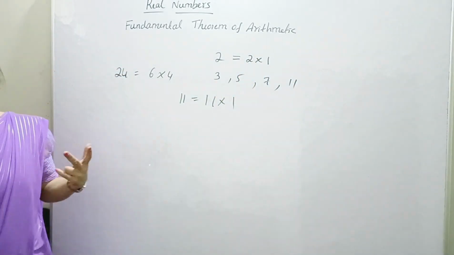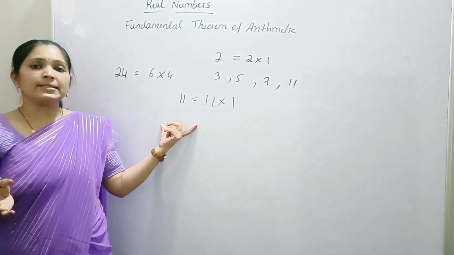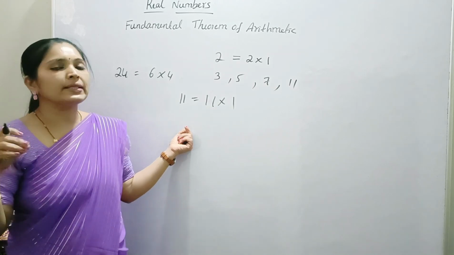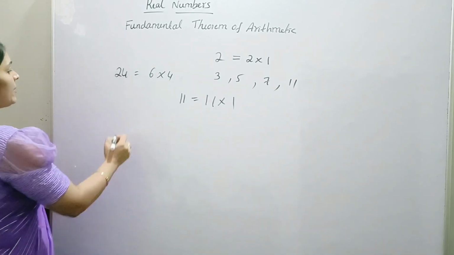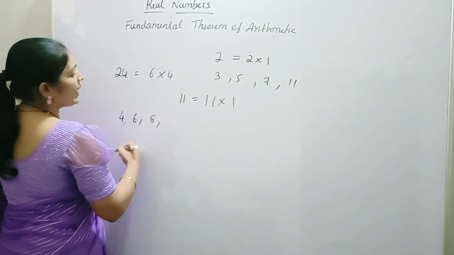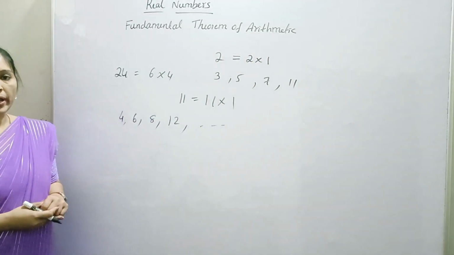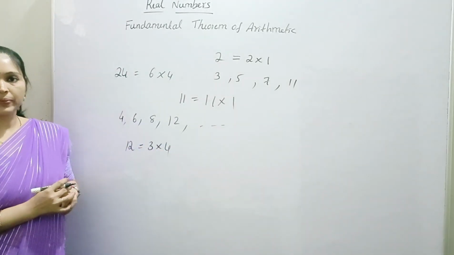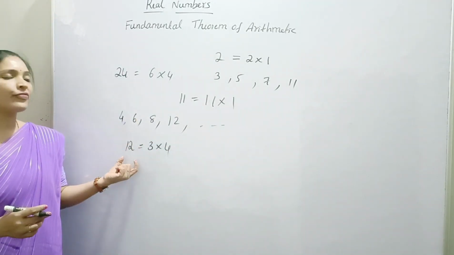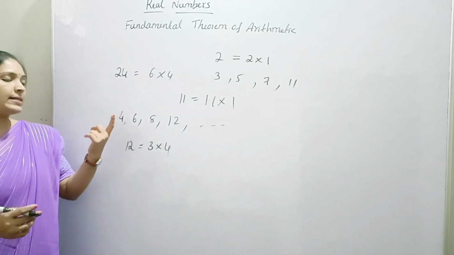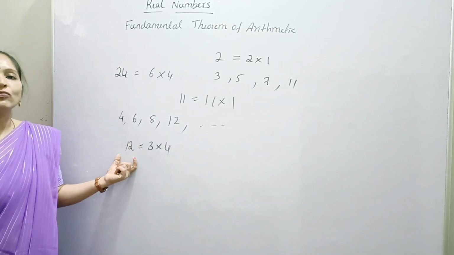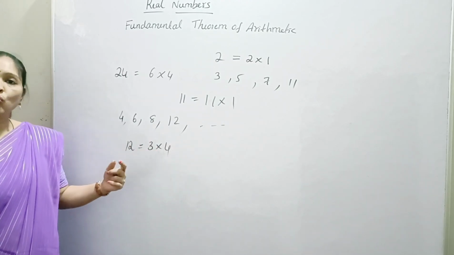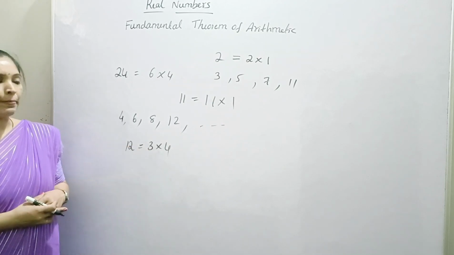What about composite numbers? If a number has factors other than 1 and itself, then the number is called a composite number. For example, 4, 6, 8, 12, etc. For example, 12 can be written as 3 into 4. So 3 and 4 are factors of 12. That is, this 12 has factors other than 1 and itself. Therefore, 12 is a composite number.